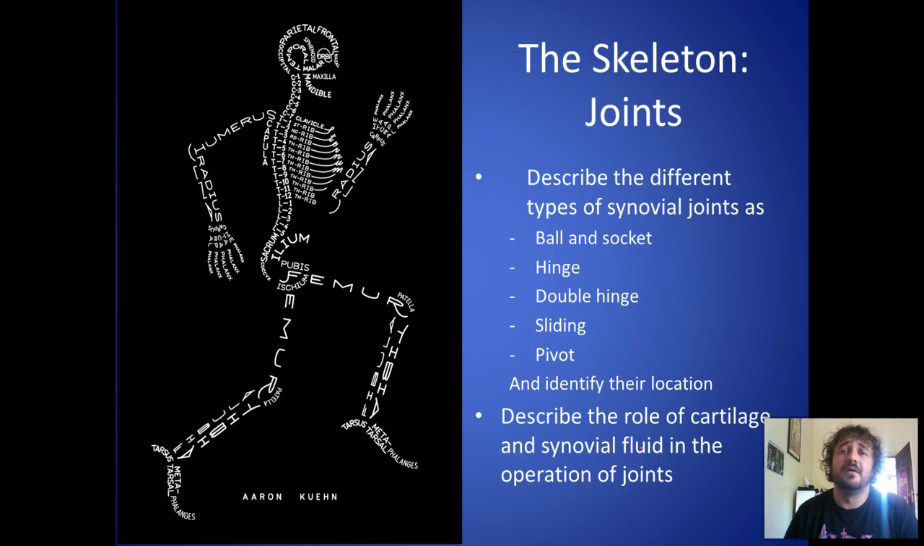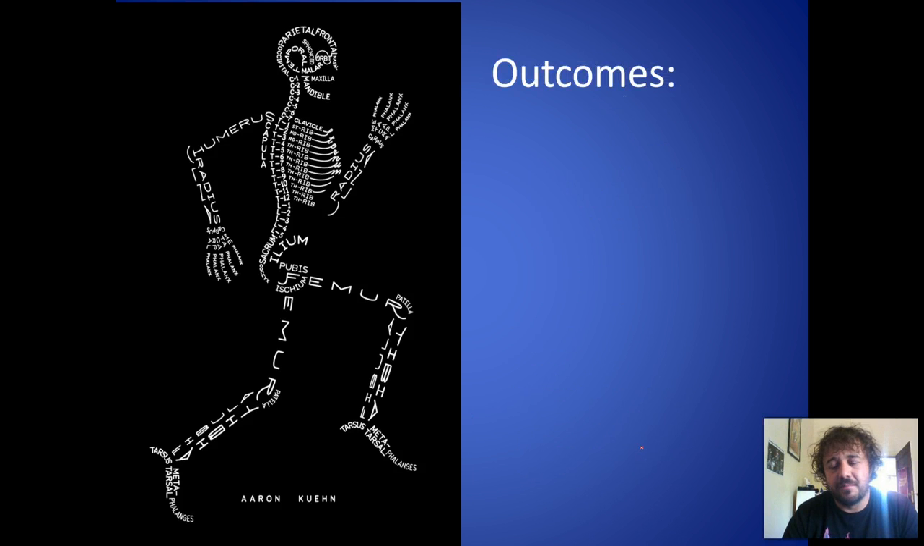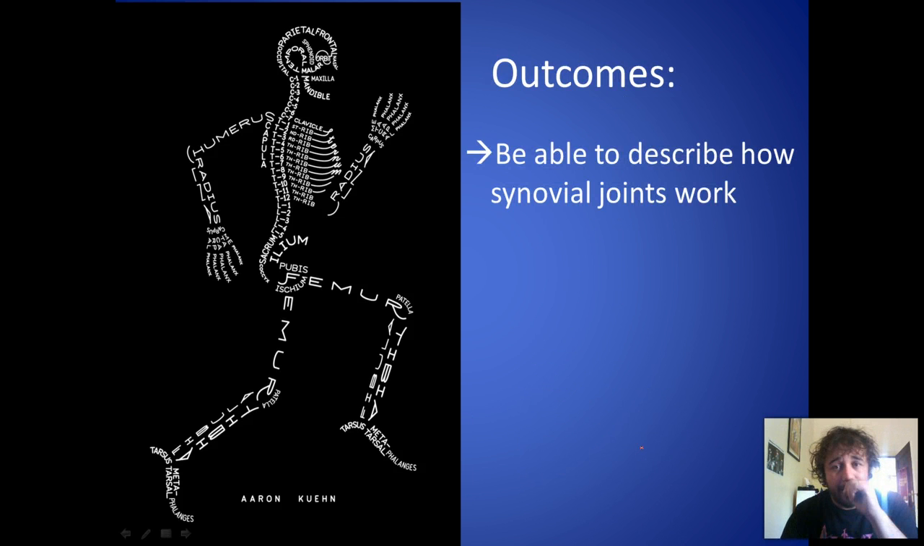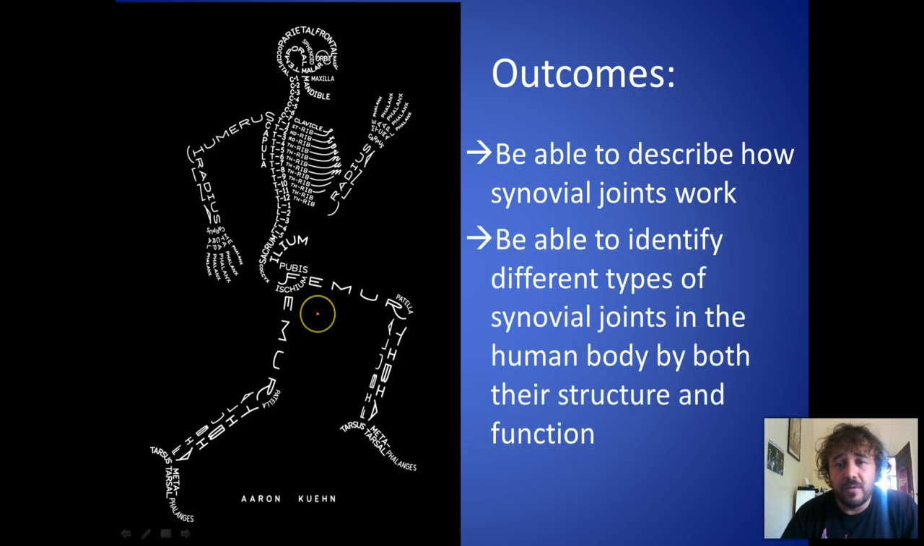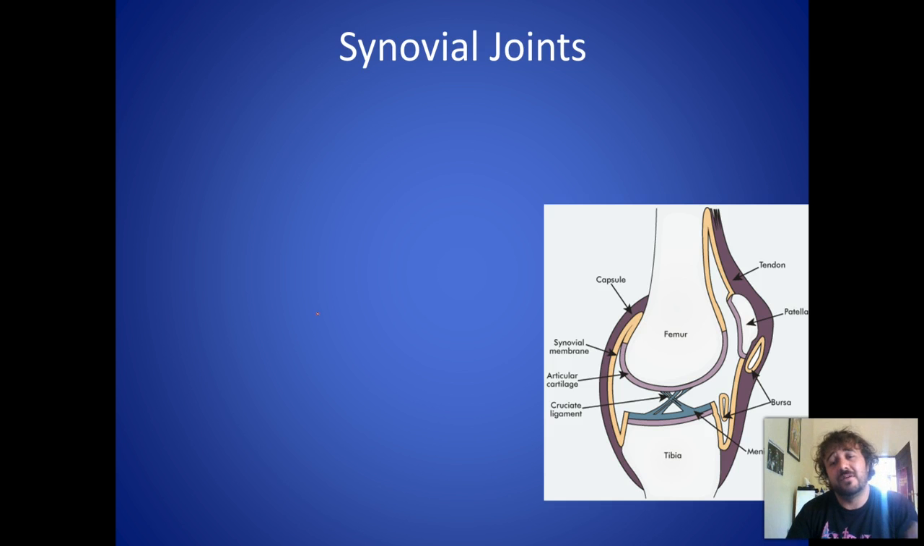We're going to talk about how cartilage and synovial fluid and the other components of what we call the synovial joints work. We'll see that word in a minute. By the end of this, you should be able to describe how synovial joints work. We're also going to be able to identify the different types of joints and their structure and function, again relating structure and function together.